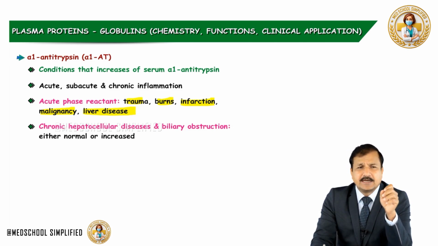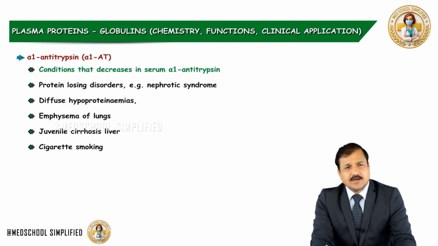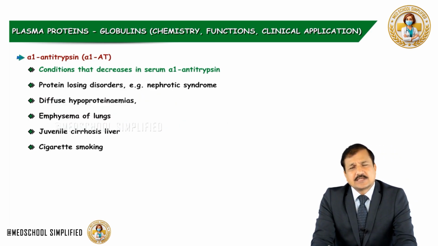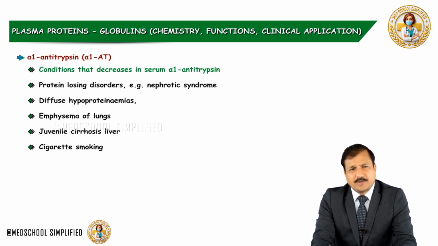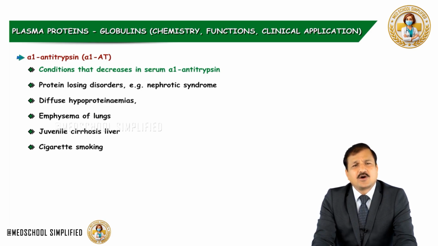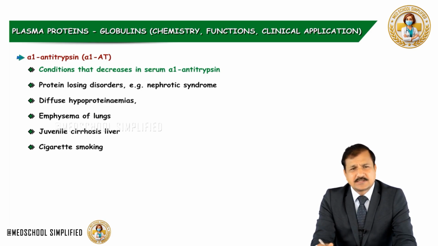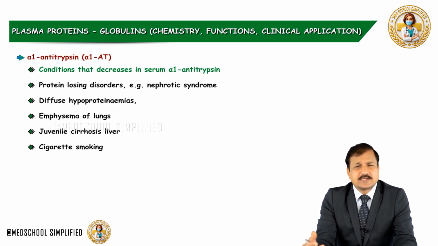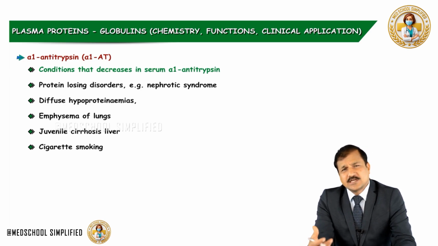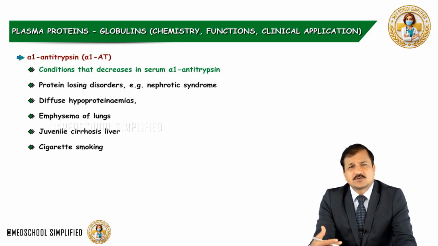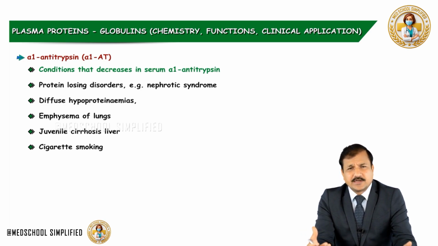In chronic hepatocellular diseases or biliary tract obstructions, alpha 1 antitrypsin may be normal or it can be increased. And note that the conditions that decrease serum alpha 1 antitrypsin can be protein losing enteropathies, protein losing disorders like nephrotic syndrome or diffuse hypoproteinemias, and juvenile cirrhosis of the liver where there is a decrease in the synthesis of alpha 1 antitrypsin in the liver.